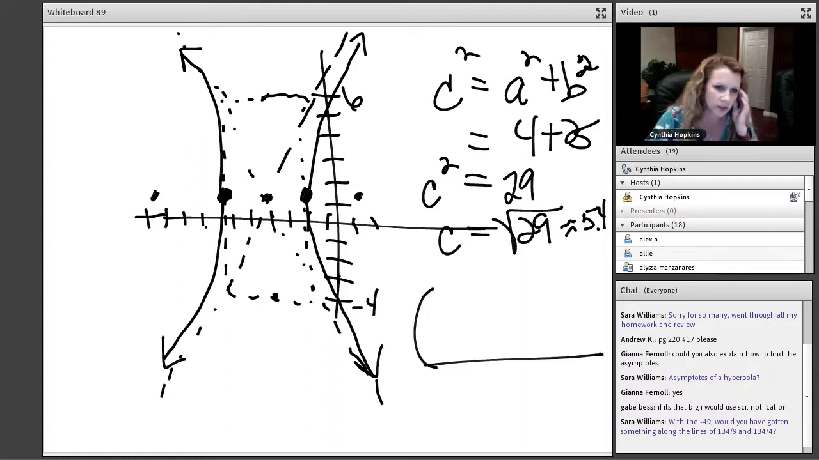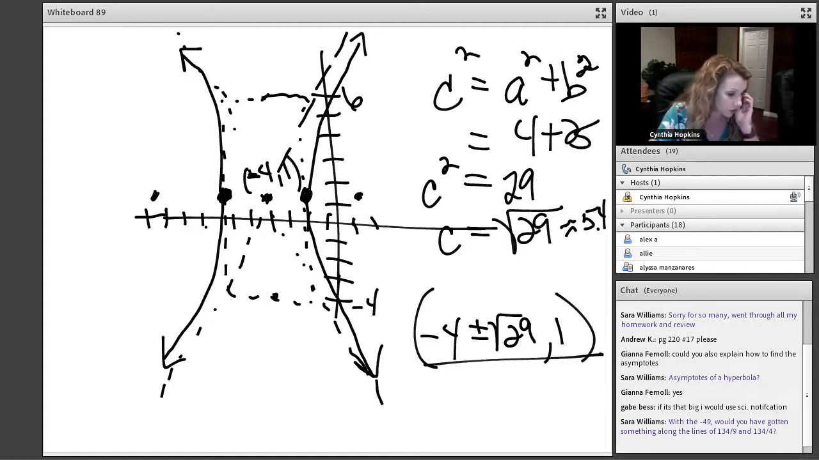And so I'm going to write that this is negative 4, comma 1. And since my foci go in the x direction, it's the negative 4 that's going to get added and subtracted from. So plus or minus square root of 29, comma 1. And there are your foci. Okay.